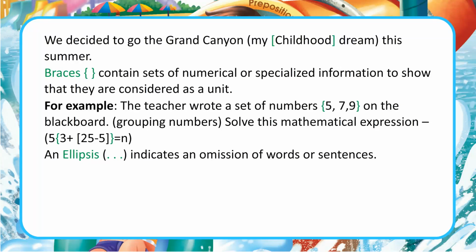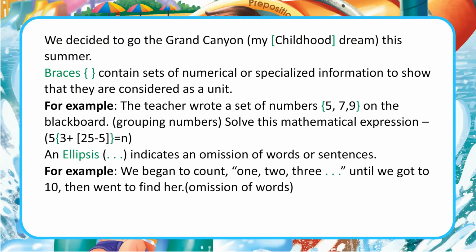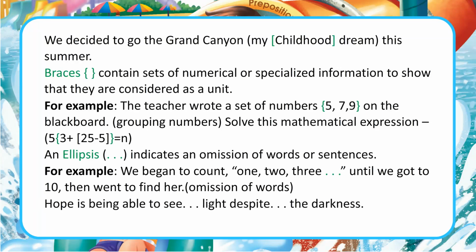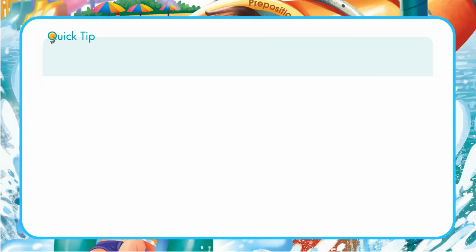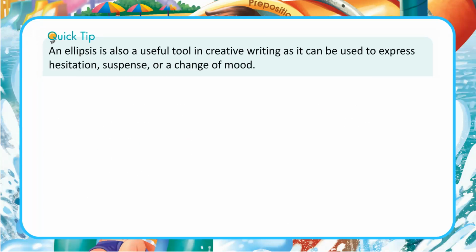An ellipsis indicates an omission of words or sentences. For example, we began to count 1, 2, 3 ... until we got to 10. Then went to find her. Omission of words. Hope is being able to see light despite the darkness. Hope is being able to see that there is light despite all of the darkness. Original. Quick tip: an ellipsis is also a useful tool in creative writing as it can be used to express hesitation, suspense, or a change of mood.